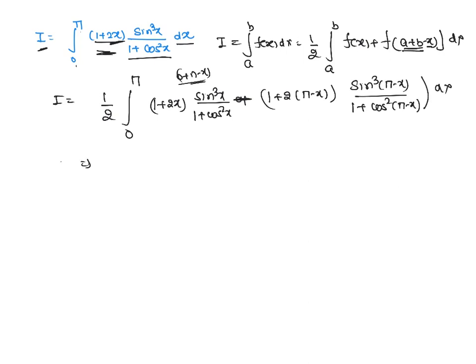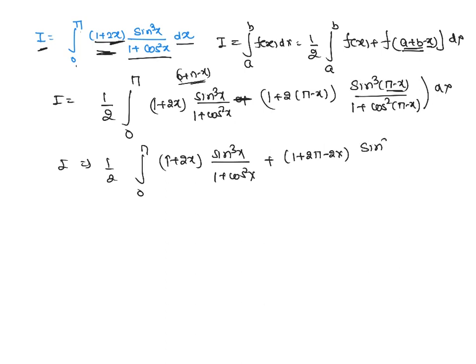So if I simplify, I equals to 1 by 2, 0 to pi. First thing we will write 1 plus 2x, this is sine cube x divided by 1 plus cos square x, plus 1 plus 2 pi minus 2x, correct, into sine pi minus x is sine x. So this is as it is sine cube x, correct. 1 plus cos pi minus x is minus cos x. Because of square, this will be cos square x into dx.